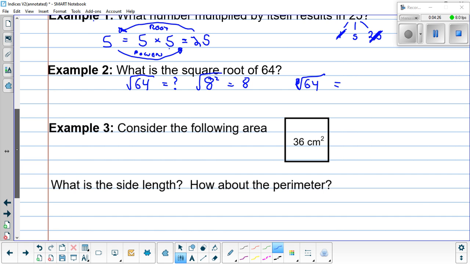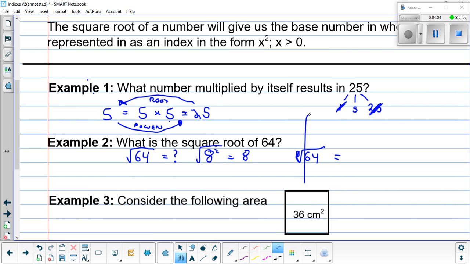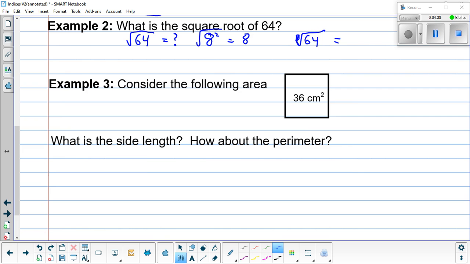So, consider the following area, 36 centimeters squared. What is the side length? Right? So if it's a square, we know that these 2 sides have to be the same, right? So we can label side A and A, just as before. And so our area is equal to A squared. So if we want A, how do we get just back the little a, right? Not our area. Well, we take the square root.